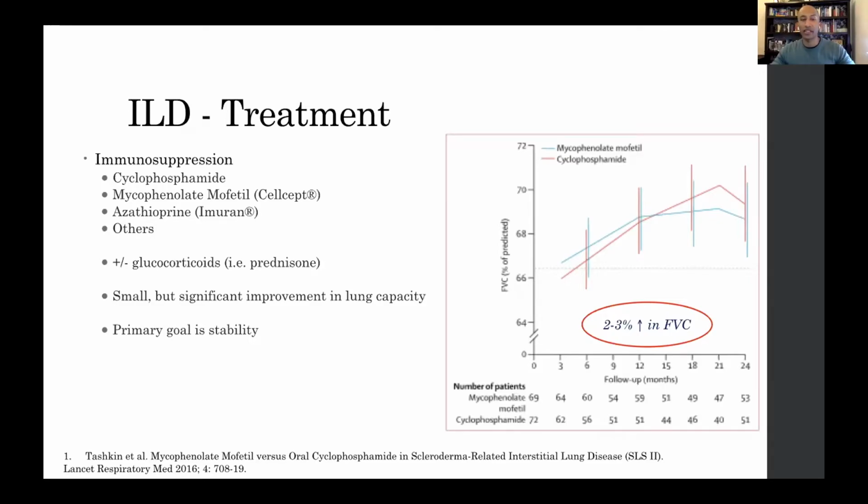So I think the emphasis here is that the primary purpose of this treatment is to stabilize the disease. If we get an improvement in lung function, that's fantastic. But usually the improvement in lung function is fairly modest. And the main purpose of treating this type of lung disease is to try to prevent things from getting any worse.